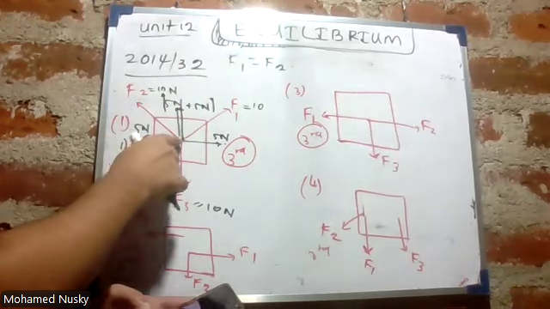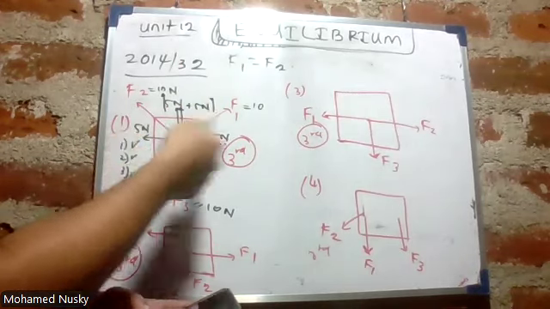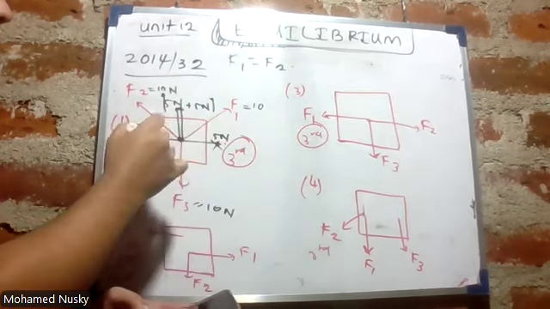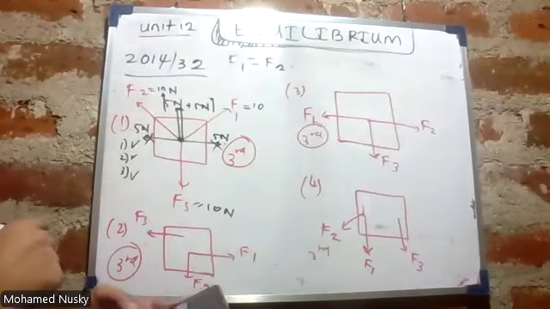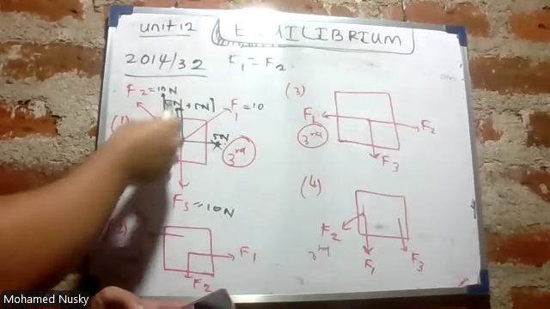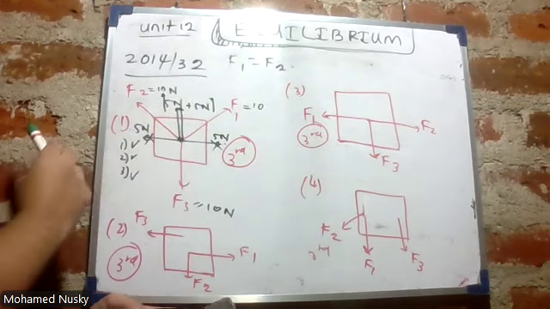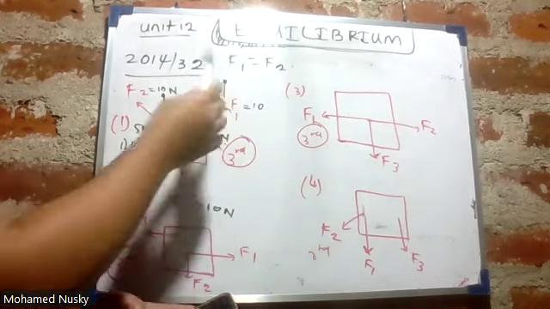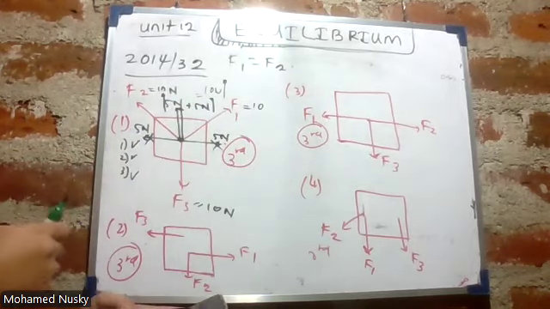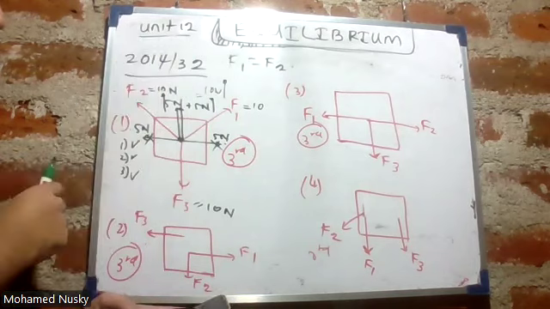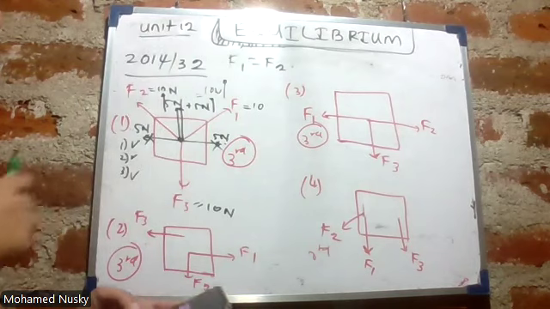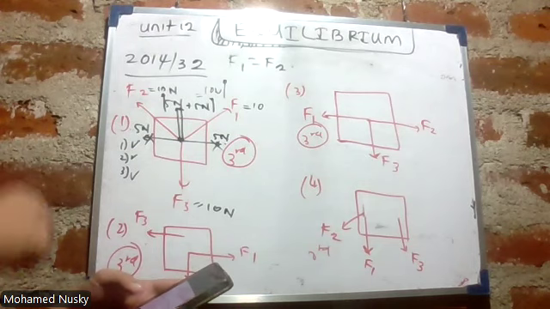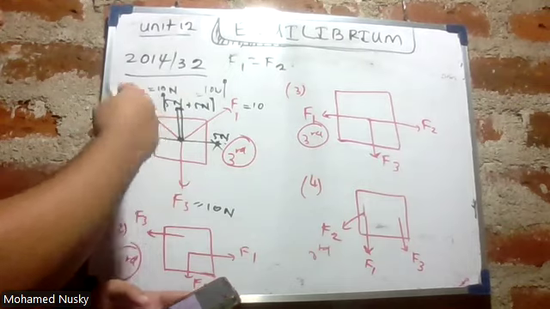You can see here 5 Newton to the backward direction and 5 Newton to the forward direction will cancel each other. 5 Newton in the upward direction and 5 Newton in the upward direction will be 10 Newton in the upward direction. This will be balanced by the 10 Newton in the downward direction. Therefore, I can say that this object is in equilibrium.